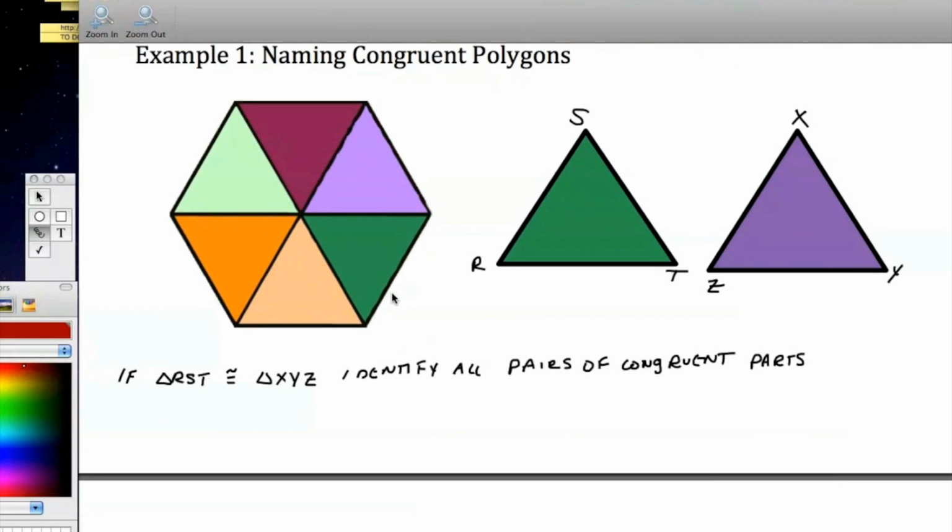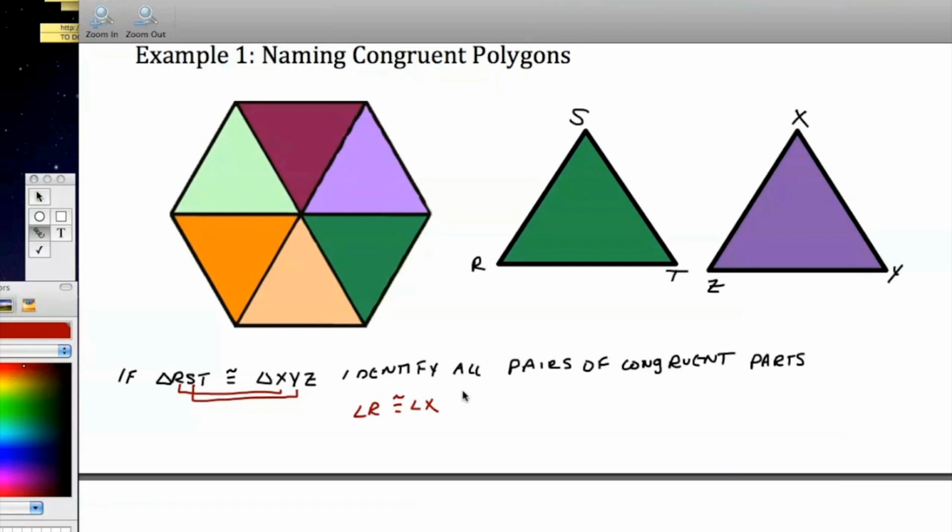So what we're going to do is look at this hexagon, and I've pulled out two of the shapes, RST and ZXY. If RST is congruent to XYZ, I'm going to identify all pairs of congruent parts. I'll start, and if you want to pause it and fill it in, you can. According to this, R and X go together, so angle R is congruent to angle X.